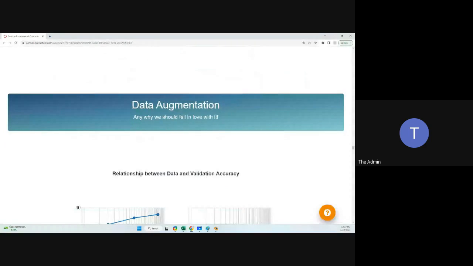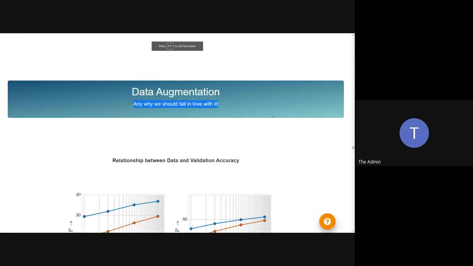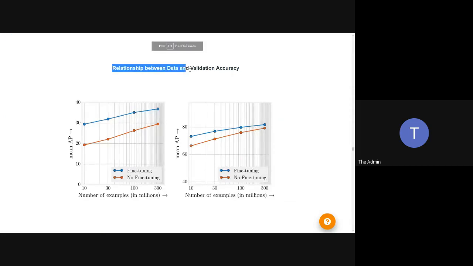Okay, now to our last topic. We'll be quick on this. This is on data augmentation, or why should we fall in love with this? Now, this is the relationship between the data and the validation accuracy. You can see that as the number of examples in our data increase, our validation accuracy goes up, but the relationship looks like what? Do you think this is a linear relationship?